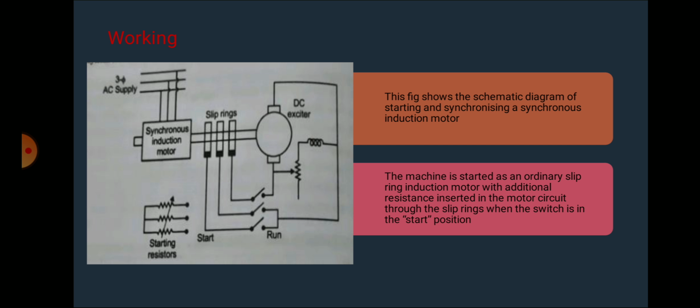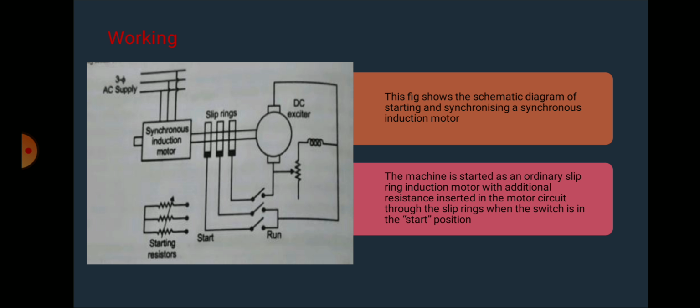The diagram shows starting and synchronizing of a synchronous induction motor. The machine is started as an ordinary slip-ring induction motor with additional resistance inserted in the rotor circuit through the slip-ring when the switch is in the start position. When the additional resistance is completely cut off and the motor runs with a small slip, the switch is changed over to the run position and thereby connects the exciter with the rotor winding.